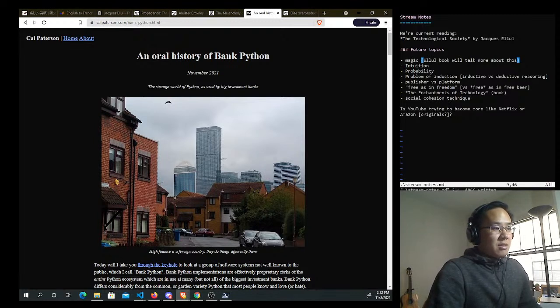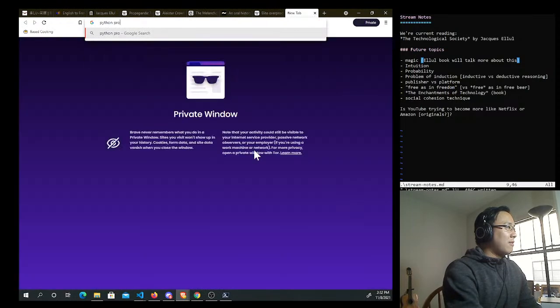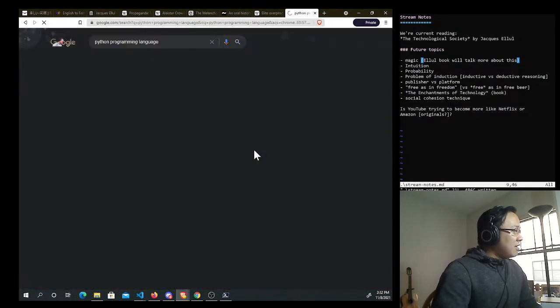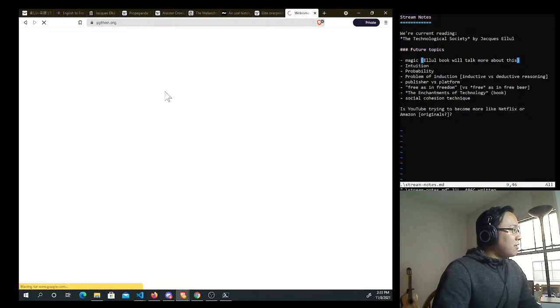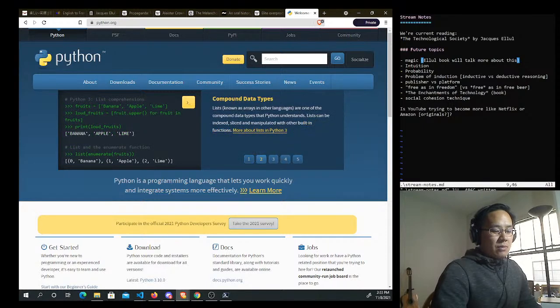So one person sent in this article, An Oral History of Bank Python. Now, as I understand, probably at least half the people that have viewed my stream have some exposure to programming or programming languages of some kind. I'm sure a lot of you have heard of the Python programming language, which I'll bring up. It's a popular programming language, especially for non-programming specialists. So I'll elaborate on what that means.